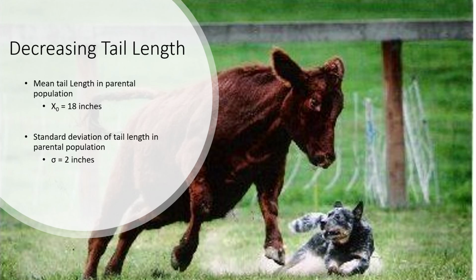For a working dog, a long tail increases the risk of injury while herding, but tail docking is not without risks. So using the methods provided in this course, we'll see what happens to the mean tail length if we breed the bottom 10% of our population. The chosen mean is 18 inches, with a standard deviation from the mean of 2 inches.